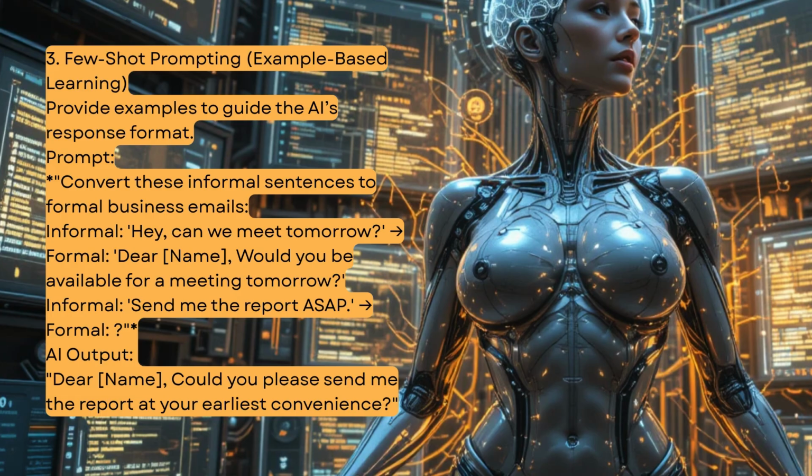3. Few-shot prompting, example-based learning. Provide examples to guide the AI's response format. Prompt: Convert these informal sentences to formal business emails. Informal: Hey, can we meet tomorrow? Formal: Dear name, would you be available for a meeting tomorrow? Informal: Send me the report ASAP. Formal: AI output: Dear name, could you please send me the report at your earliest convenience?